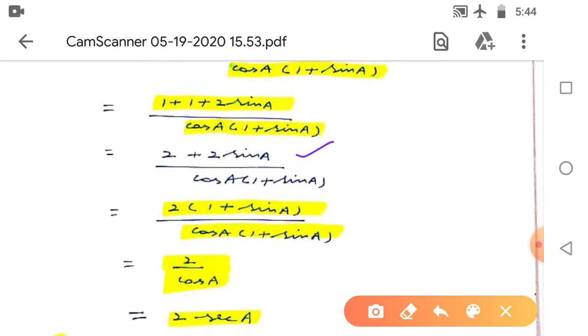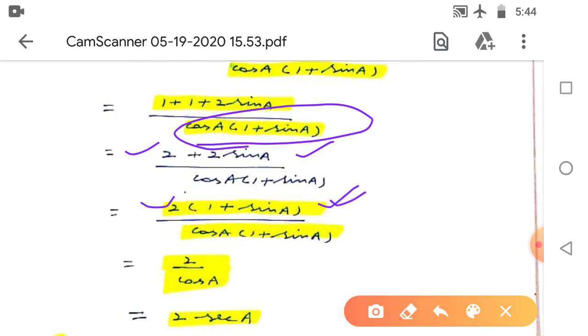You can take common 2 into 1 plus sin A. I told you in the beginning, nothing to do with the denominator. Okay, no need to multiply cos A with 1 plus sin A, right? Now look at the numerator here. In the numerator we have 1 plus sin A, and in the denominator already we have 1 plus sin A. So this 1 plus sin A goes with 1 plus sin A. So we have 2 plus cos A. 1 upon cos A is equal to sec A, so it becomes 2 sec A.